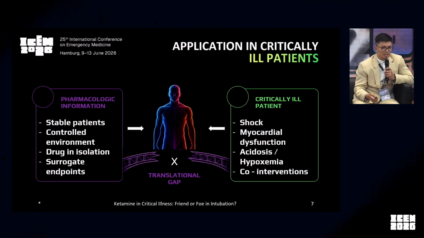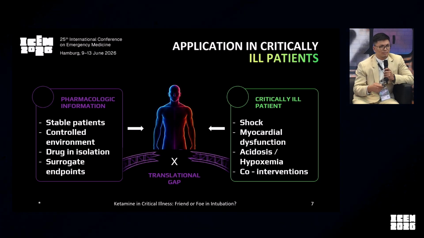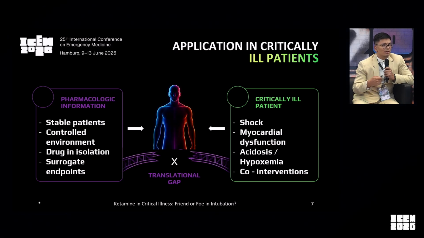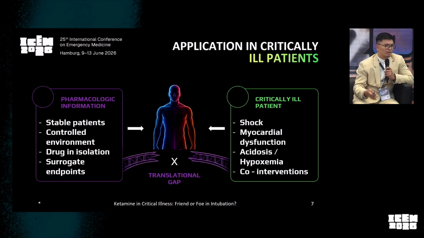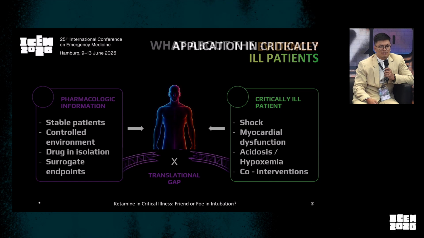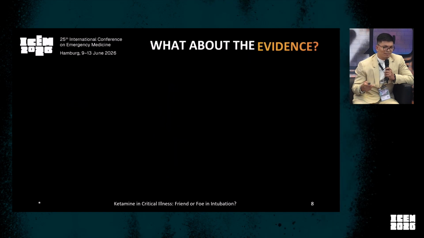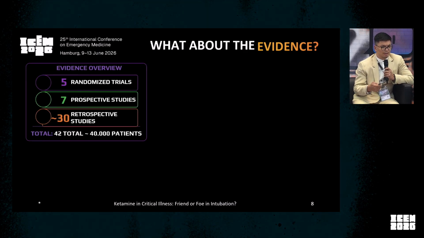We have shock patients, we have myocardial dysfunction, acidosis, hypoxemia, and co-interventions like inotropes, vasopressors, fluids, etc. So how do we translate all of that information into real cases? What about the evidence? If you do a quick search in the literature, you can find this kind of evidence overview.